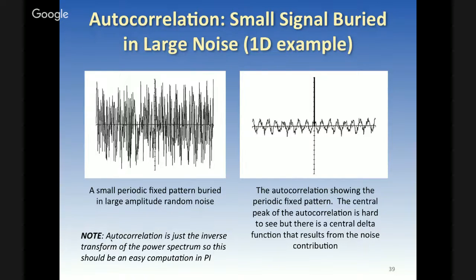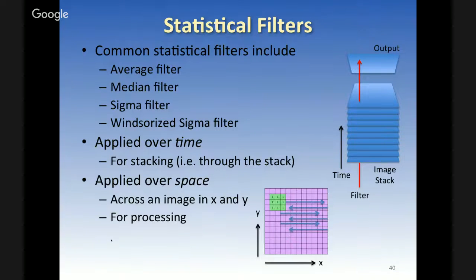Statistical filters, you guys, I think we've talked enough about what these are: an averaging filter, a median filter, and these last two we'll talk about very briefly. They're super easy to understand, the sigma filter and the Winsorized sigma filter. These can be applied over time, and we know that when we stack data, we have our image stack here, and we can filter the data through to the output. We can also take these filters, the average filter, the median filter, the Winsorized sigma filter, and apply them over space. So we have some kernel that we move around the image, and we filter the image for post-processing. So these filters can be applied both over time or over space.